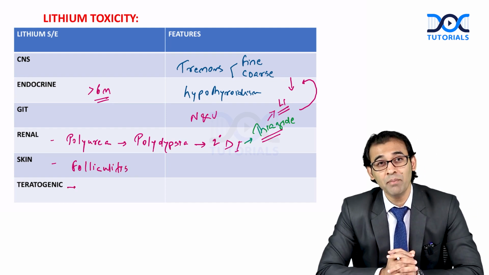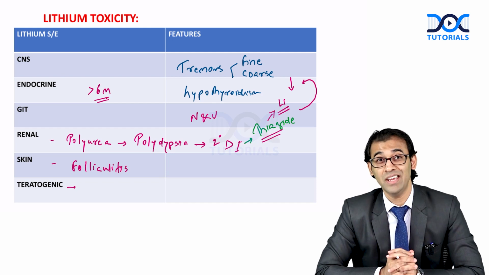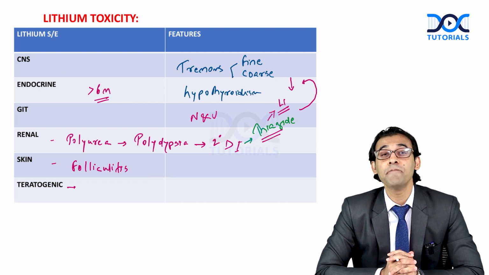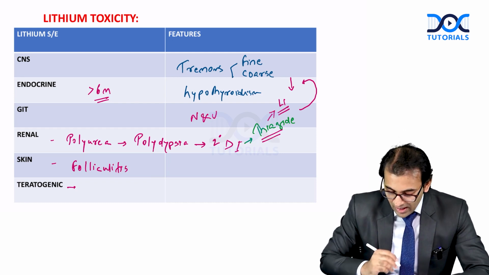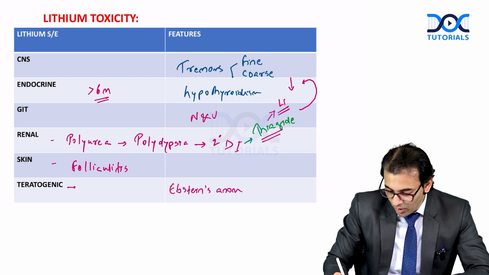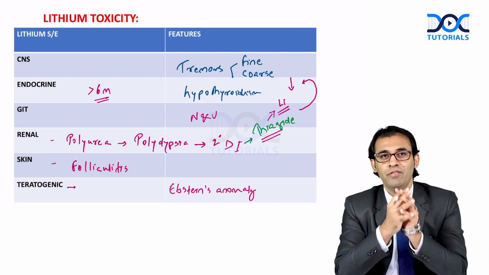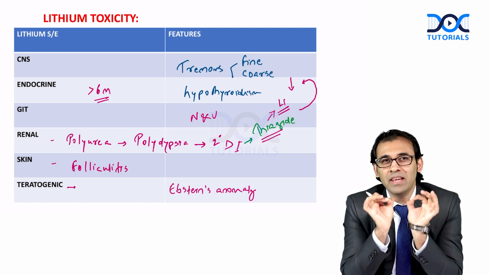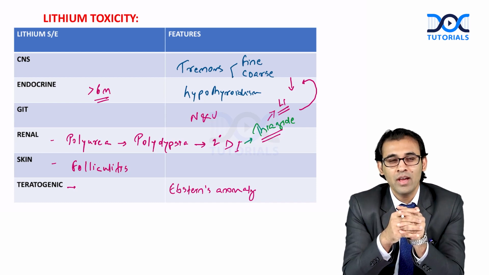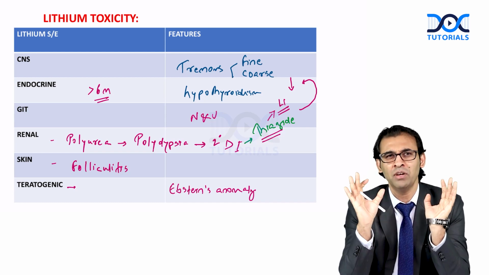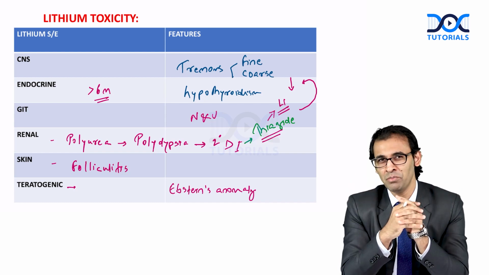And do you think lithium can cause some problem if it is given during pregnancy? Yes, it has a teratogenic effect. Remember here, lithium can cause Ebstein anomaly, a heart defect. But if I ask you one question, whether lithium can be given during pregnancy or not, if there is a need for lithium, because we should know that lithium is one of the most important mood stabilizers, I would say the gold standard mood stabilizer.